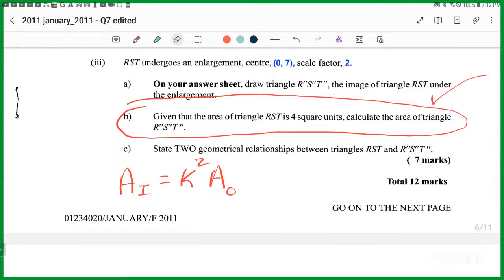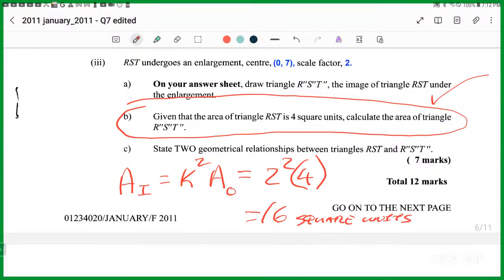So this calculation becomes equal to 2 squared. The scale factor is 2. Remember? 2 squared times the area of the object, which is 4. That becomes 16 square units. So that's size 16 square units. Plenty of people put 8, which is wrong. But I'll go to that.